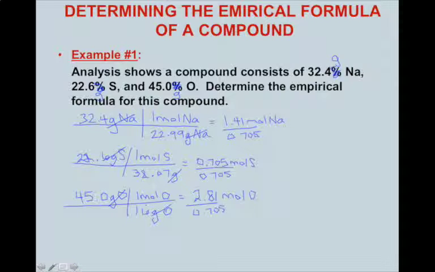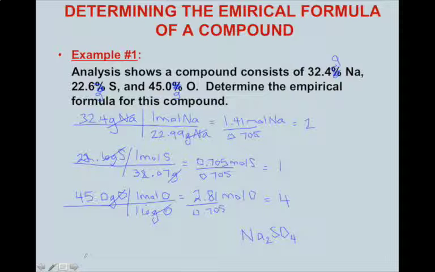Alright, so how many sodium do I have? When you divide this, you should get roughly 2. When you divide this one, you'll get 1. And when you divide this one, we're going for whole numbers, you'll get roughly 4. So find the formula, put it together, go metal to nonmetal, least electronegative to most electronegative. Na2S, I'm not going to write the 1, O4. Sodium sulfate.